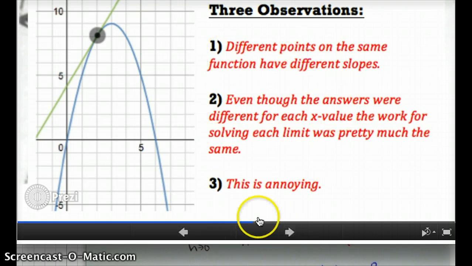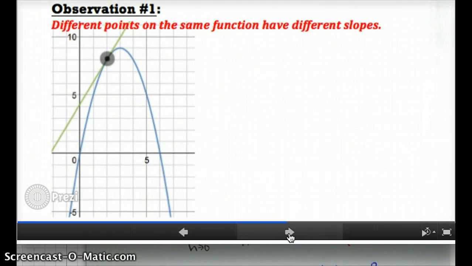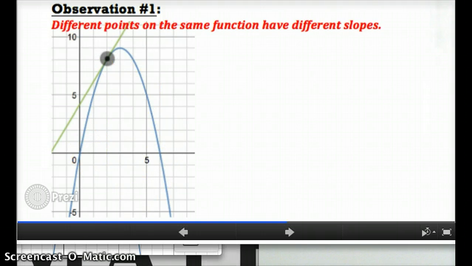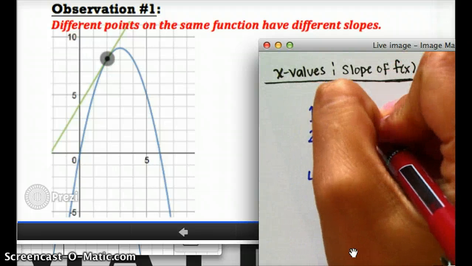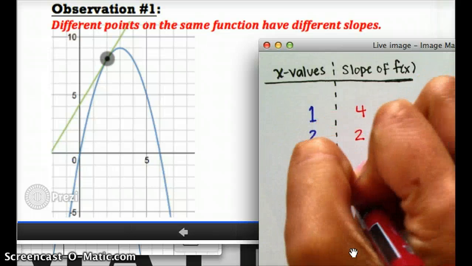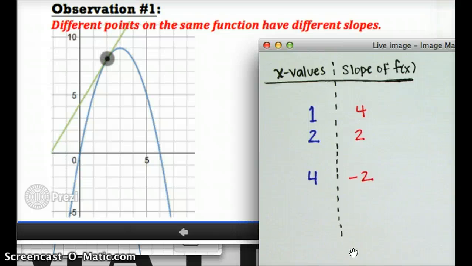Let's talk about each of these observations in order, starting with number 1. It makes perfect sense that different points on the same function have different slopes. We can see it. That's what it means to be a curved line. But sometimes the most obvious observations can lead to actually really interesting places. So let's take a closer look at what we know. We know that at these 3 x values, the slope of f of x was 4, and then 2, and then negative 2. And I'm just kind of trying to jot down my thinking process.